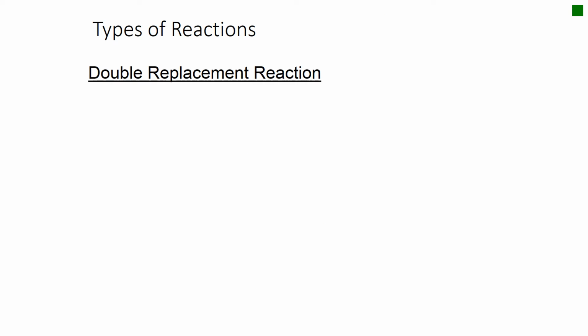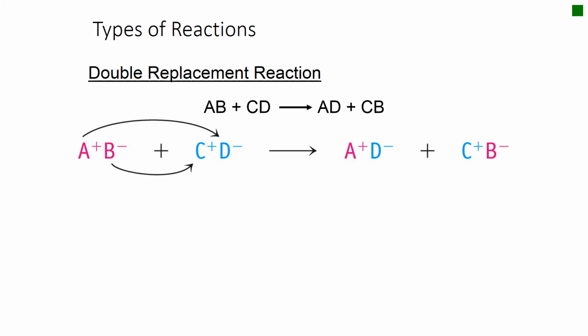One you're going to see a lot of are double replacement reactions. You're going to see these in precipitation reactions as well as acid-base reactions. So this is one where we have A plus B minus plus C plus D minus, AB plus CD reacting to produce AD plus CB. What's that all about? Well, let me break it down.